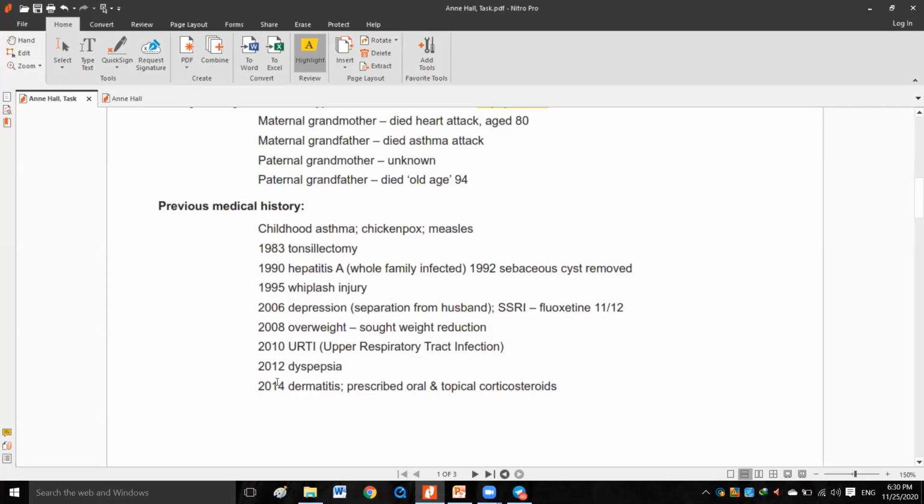Dyspepsia is relevant. Yes, relevant. Dermatitis prescribed oral and topical corticosteroid is relevant because corticosteroid may cause gastritis. This is the effect of the treatment of dermatitis, but dermatitis by itself is irrelevant. The treatment for this condition is the relevant case note.